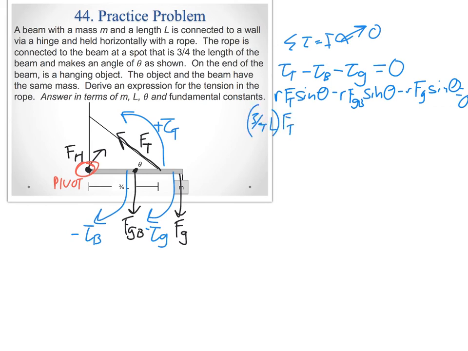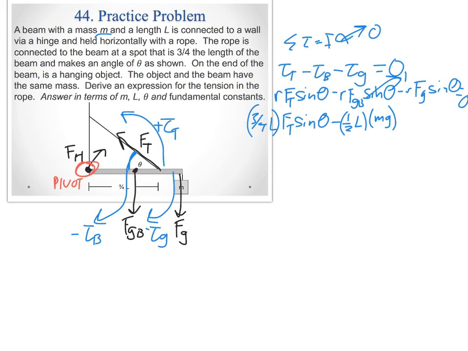times that force of tension times sine of theta, and that theta there is that angle that's defined. Minus, for the beam, the force of gravity acts in the middle, so it's going to be 1/2 L times the force of gravity on the beam, which is just going to be mg, because the mass is defined here as m. And sine is just going to be 90, so I'm just going to get rid of that term there because the angle between the radius here and the force is 90 degrees.